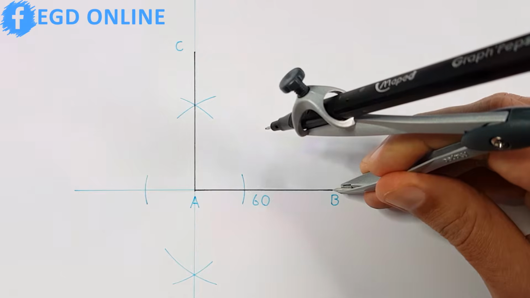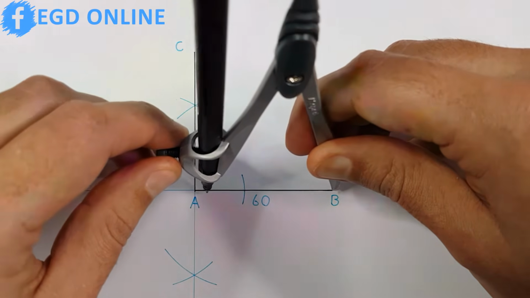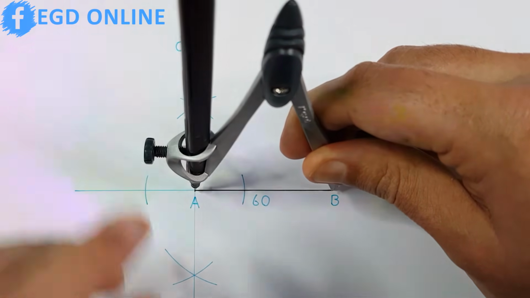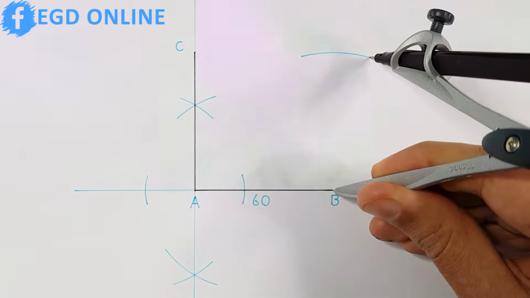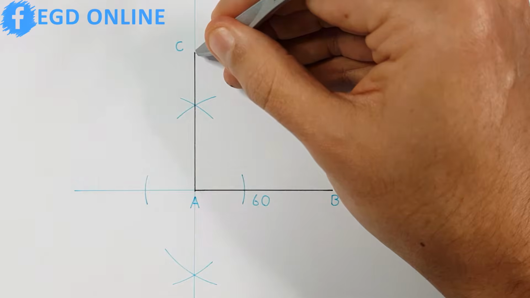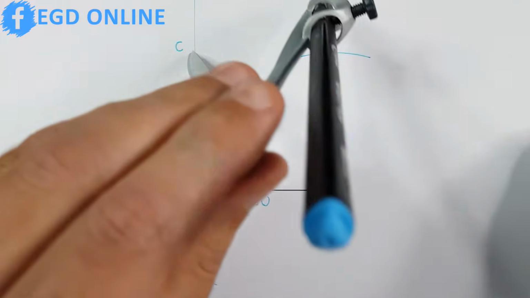Next, you can take your compass and place it on point B. Adjust it to the full length of the side and draw an arc above point B. Apply the same step to C, but construct your arc to the right.